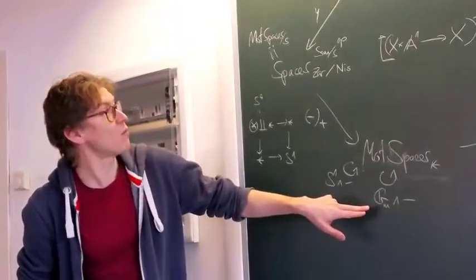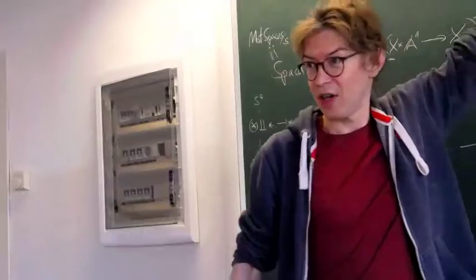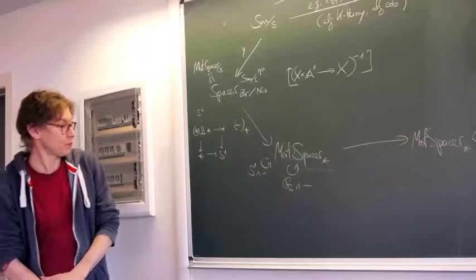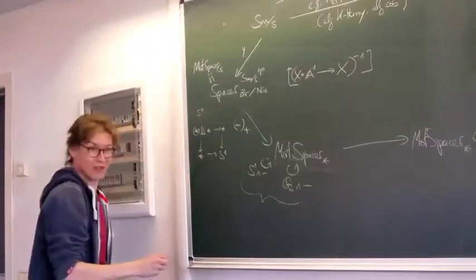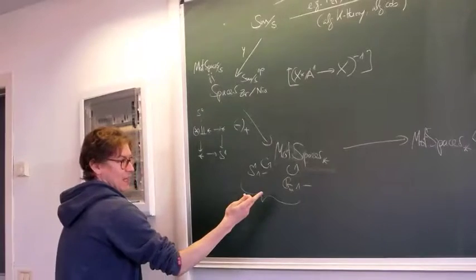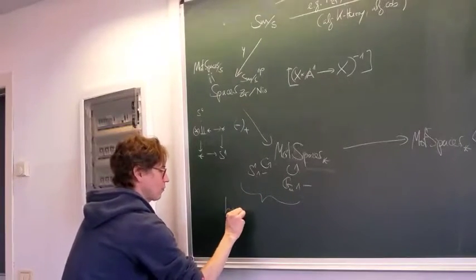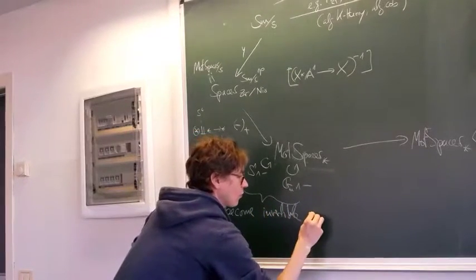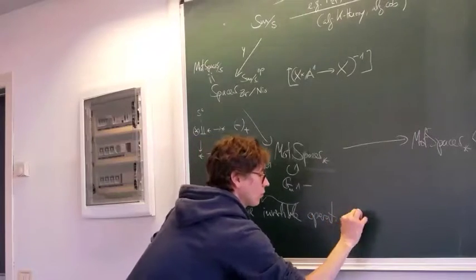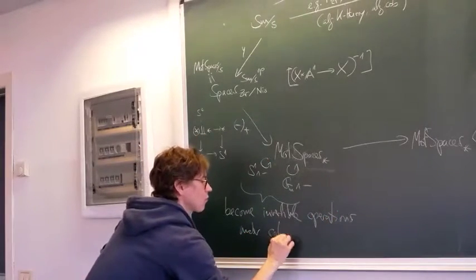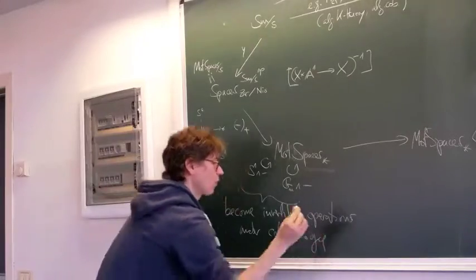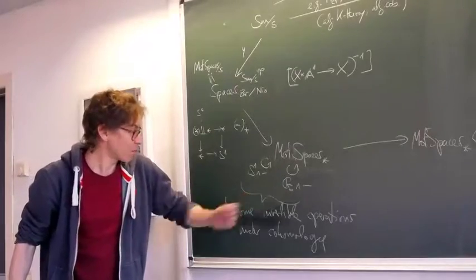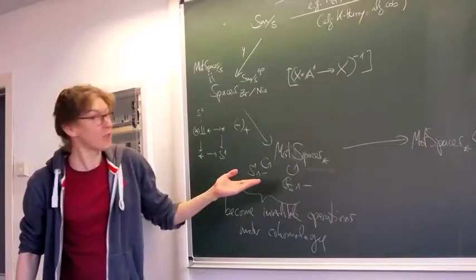And now there's the smashing with Gm, it also becomes an invertible operation on these target categories. What kind of operation? So maybe I should write more than I do. These become invertible operations under cohomology. So the Gm is a more subtle thing.